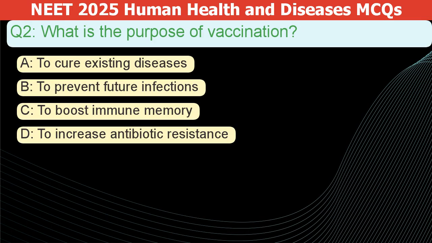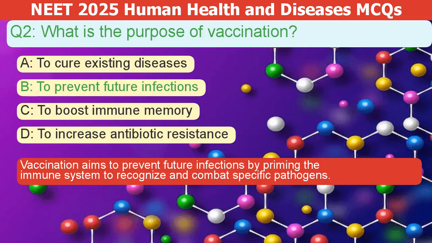What is the purpose of vaccination? A. To cure existing diseases. B. To prevent future infections. C. To boost immune memory. D. To increase antibiotic resistance. The correct answer is B. Vaccination aims to prevent future infections by priming the immune system to recognize and combat specific pathogens.